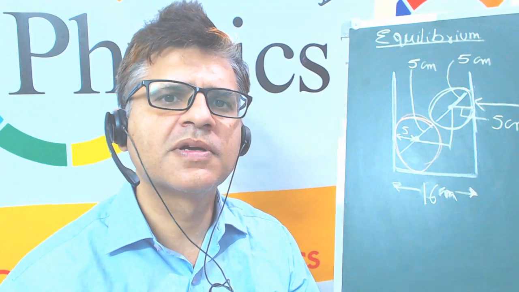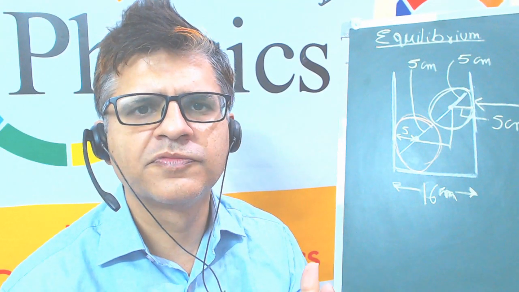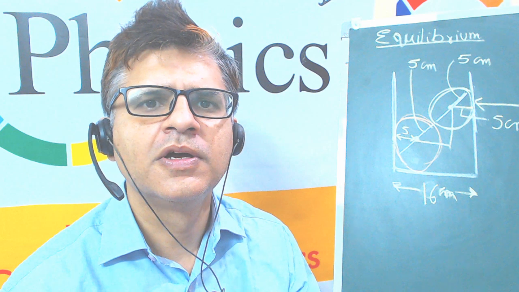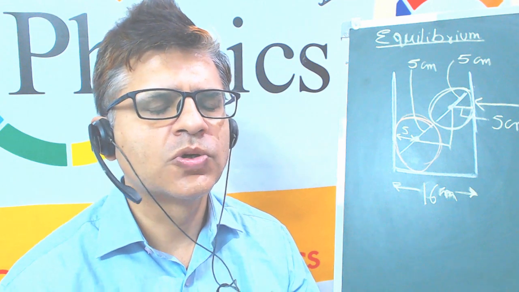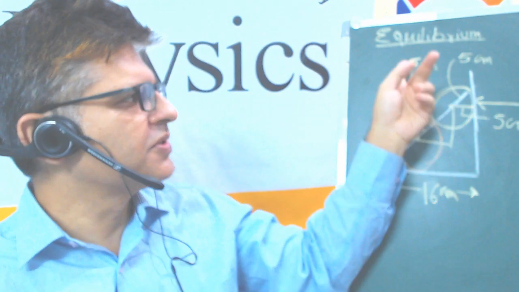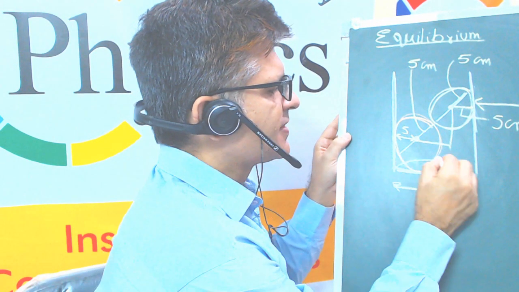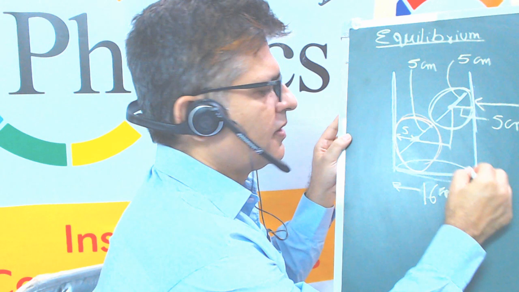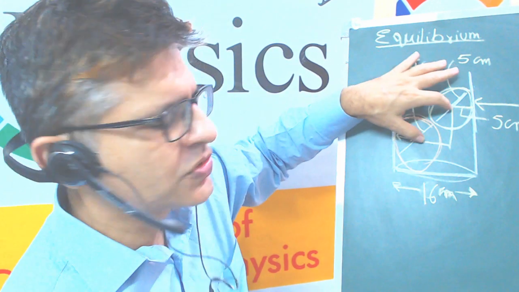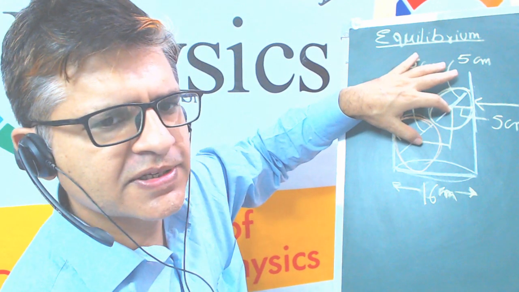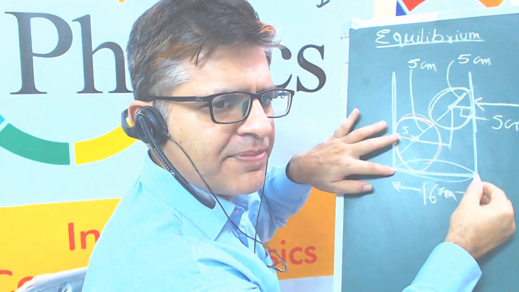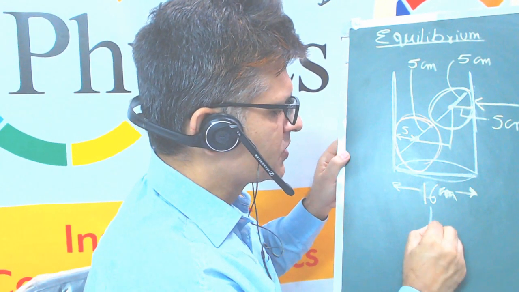A problem which is related to the concept of equilibrium. So you have a cylinder, okay? So this is your cylinder actually. If you just see, this actually is a cylinder, okay? And this cylinder has two spheres in it, and the diameter of the cylinder is available to us. So this is the diameter of the cylinder.